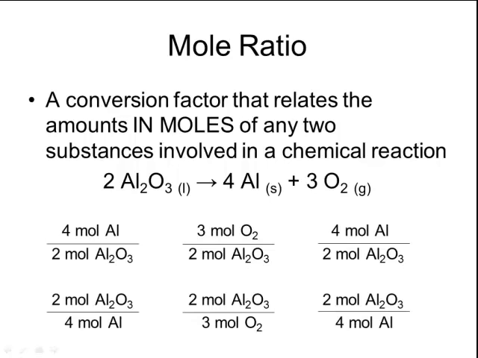When we write mole ratios, we often write them as fractions. Notice for the relationship between aluminum oxide and aluminum, we can either say it's a 4:2 ratio with 4 moles of aluminum on top and 2 moles of aluminum oxide on bottom, or we can take that conversion factor and flip it upside down and say there are 2 moles of aluminum oxide over 4 moles of aluminum. And which conversion factor we use depends on which chemical we're starting with versus what chemical we are solving for.